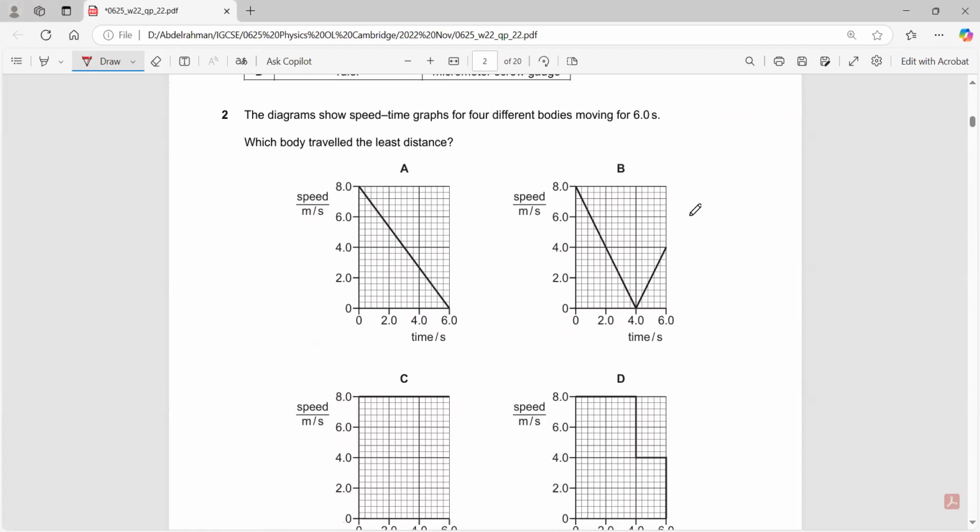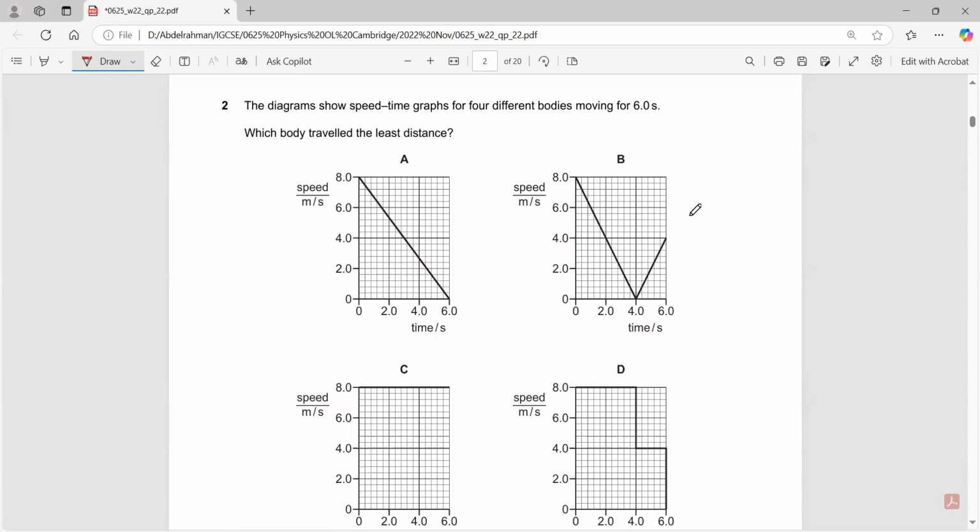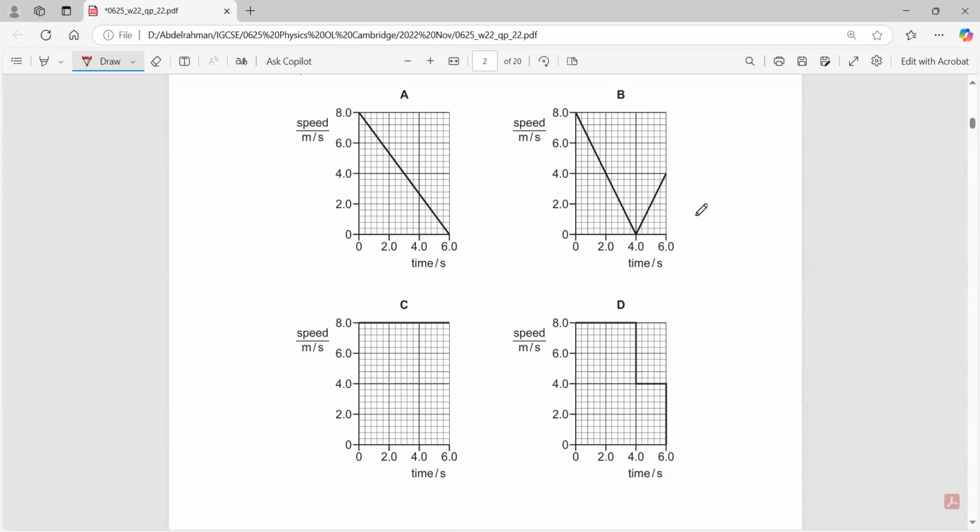Question 2. Diagram shows a speed time graph for 4 bodies moving for 6 seconds. Which body has traveled the least distance? Least distance. So basically, you need to find the area under the graph. First area is half times base times height. Half times 6 times 8, which is 24 meters.